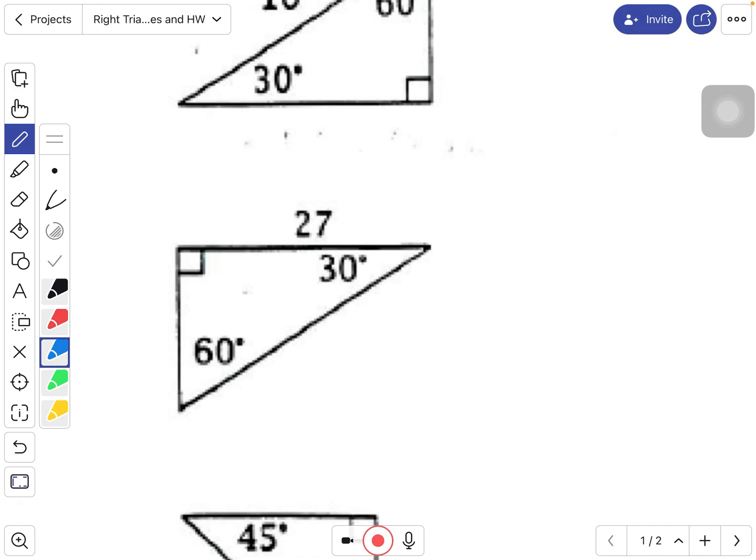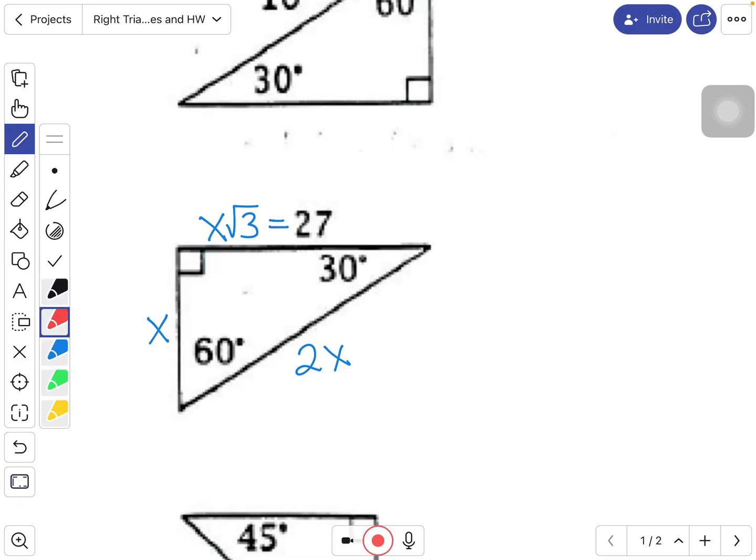The side across from the 30-degree angle is always your x. The hypotenuse is always 2 of these x's. And then your side across from the 60-degree angle is always x square roots of 3. So what they're giving us this time around in the problem is the idea that x square roots of 3, that side right there, is actually equal to 27.